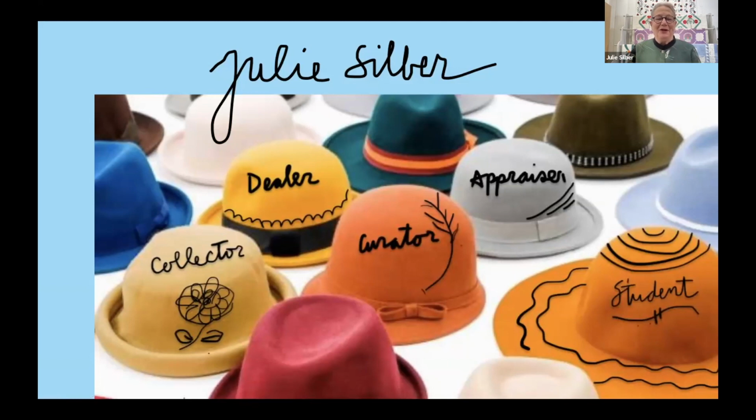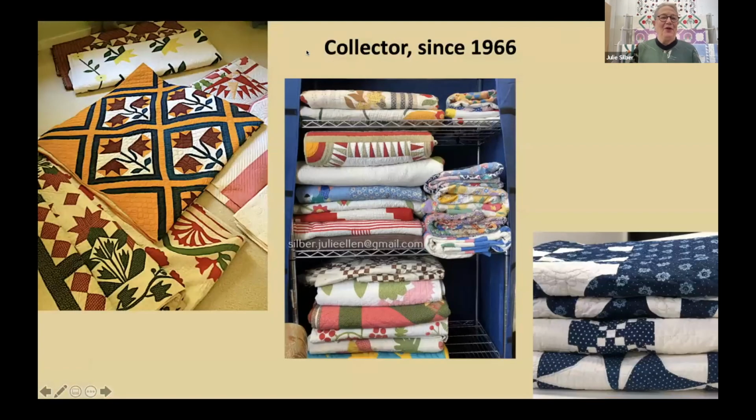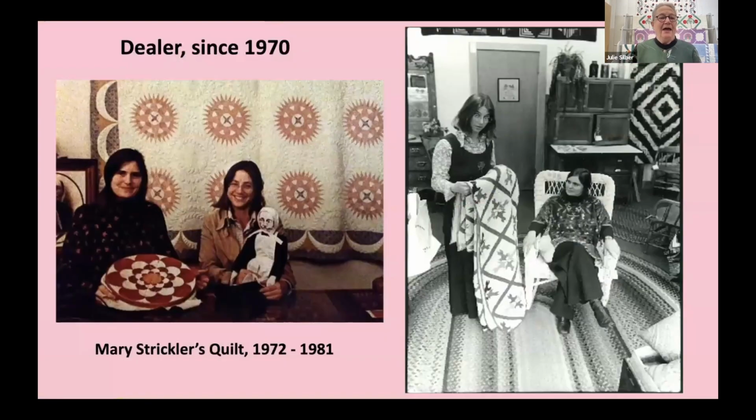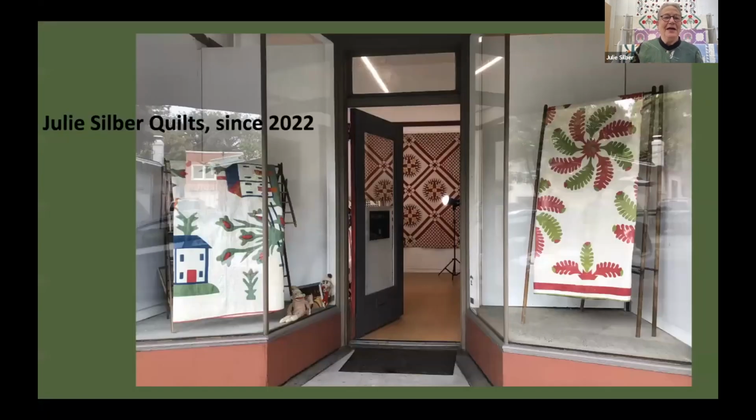Well, like many of my friends and colleagues, I wear several different hats in this little quilt world of ours. And here you can see some of them. I've been a collector of antique and vintage quilts since 1966. I've actually been a dealer since 1970. And here I have some very old photos of my partner, Linda Ruther, with whom I had that shop, Mary Strickler's quilt, from 1972 to 1981. And in between, I was the Quilt Complex, but now I am Julie Silber Quilts as a dealer.